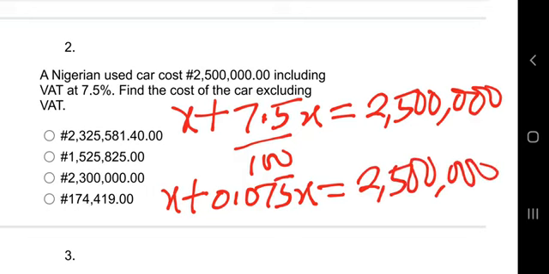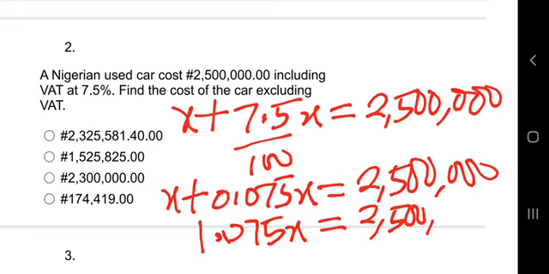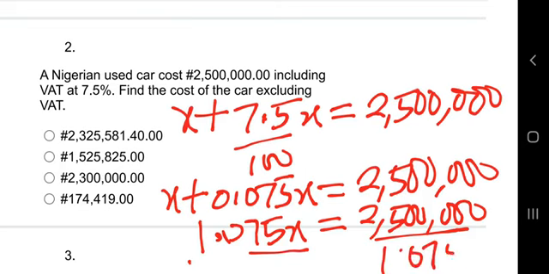2.5 million. So if you add X, this is 1X plus 0.075X, will give us 1.075X equals 2.5 million. Right. Now, what we're looking for is X, which is the cost of the car without VAT. So we're going to divide both sides by 1.075. We divide this by, we also divide this one by 1.075. By the time we do that, let me clean this board.